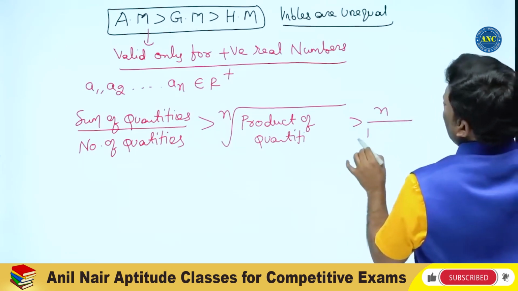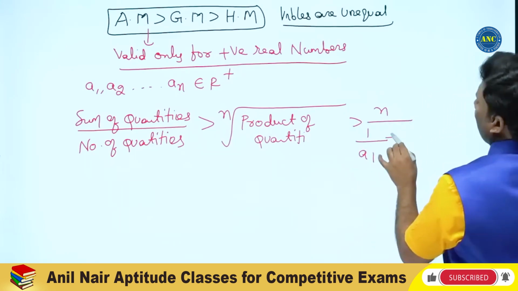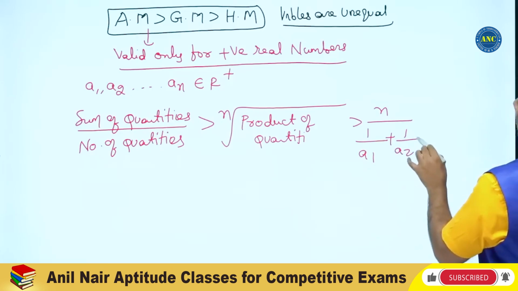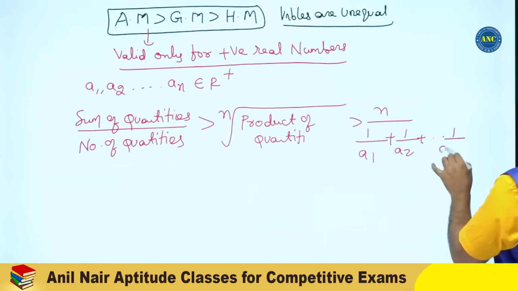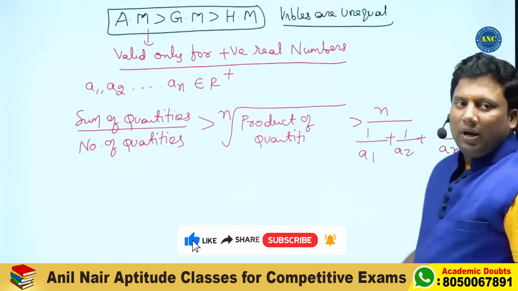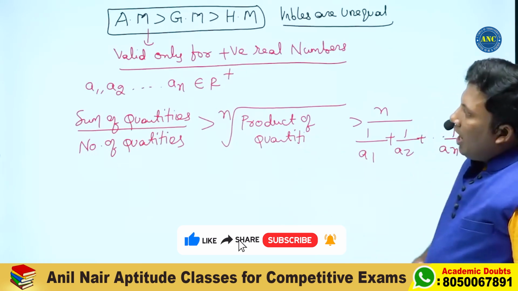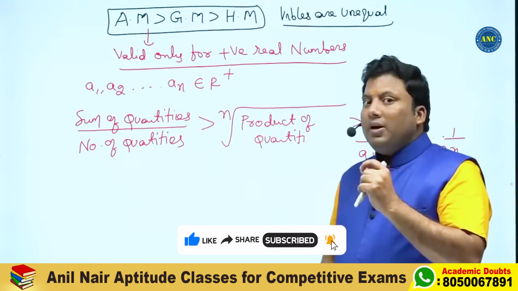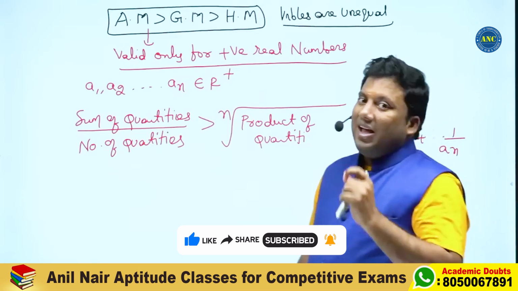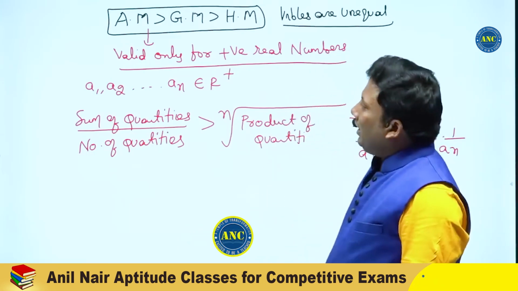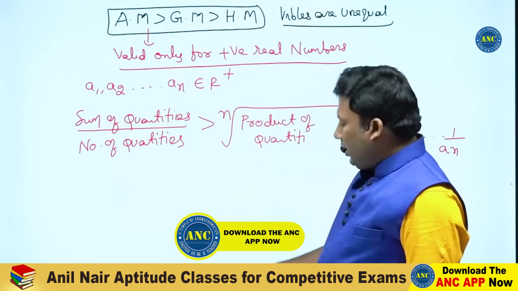harmonic mean, which is the reciprocal of the arithmetic mean of 1 by A1, 1 by A2, and so on up to 1 by AN. Please write down this point. Arithmetic mean greater than geometric mean, greater than harmonic mean. It is valid only for positive real numbers.